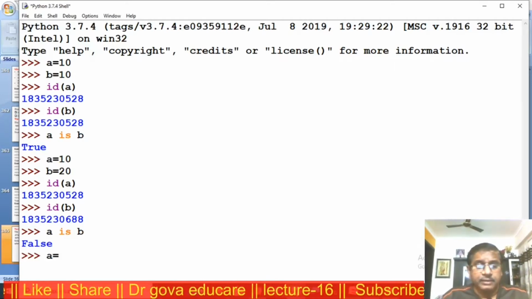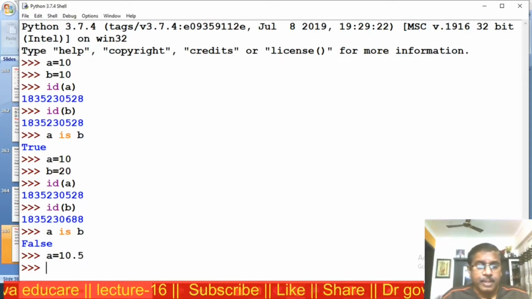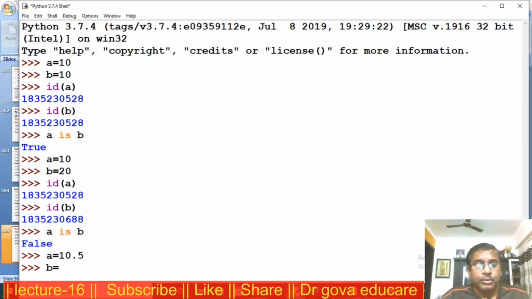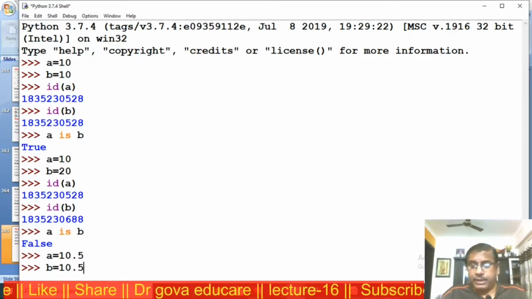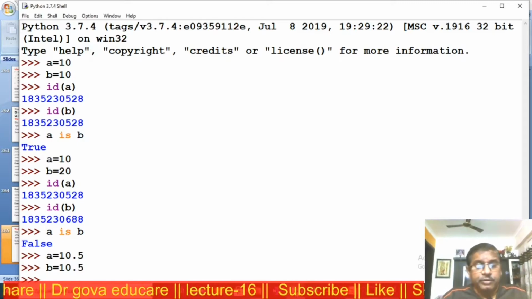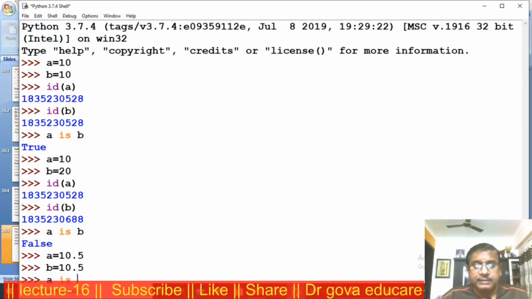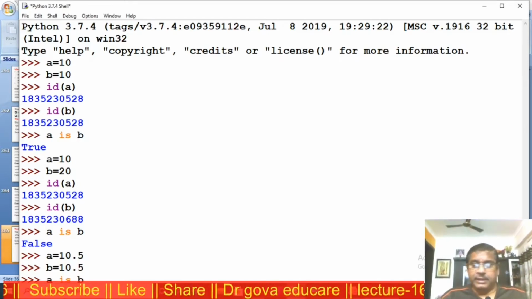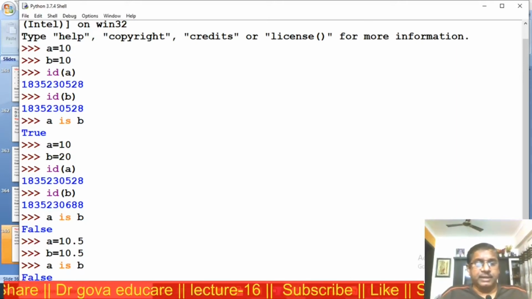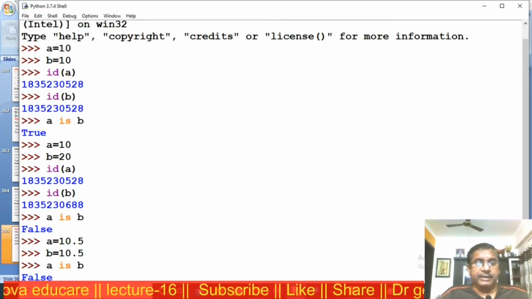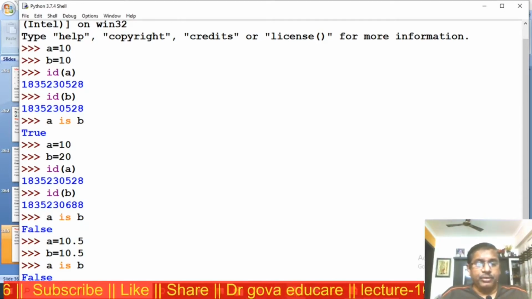Similarly, A is equal to 10.5, B is equal to 10.5. Now I want to check A is B. Clearly, A is B is false. That means the id of A is different from the id of B.